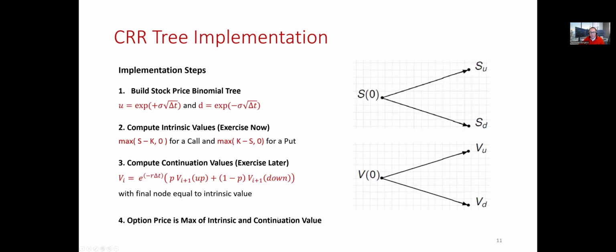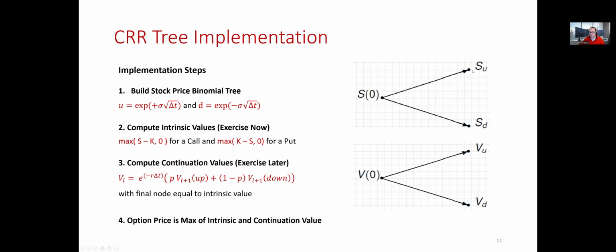Now, in terms of implementation, and then we'll have a look at how it looks in Excel shortly, the steps are as follows. First, we build a stock price binomial tree. You have a stock price at time 0, and you can have an up move or a down move. The stock price in the up state is the current stock price multiplied by an up movement factor, and the down state is the current stock price multiplied by a down movement factor.